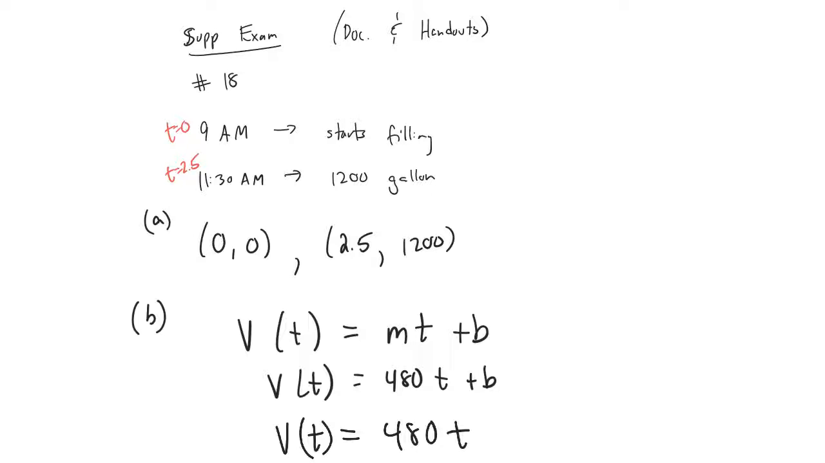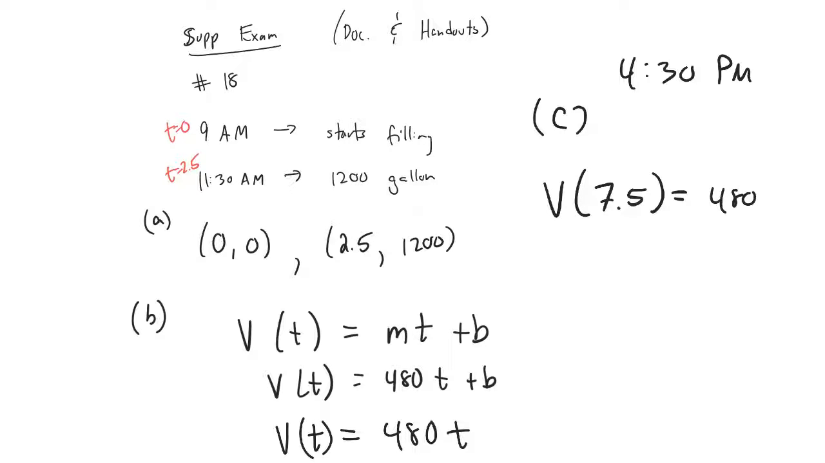7.5 hours. We need to be able to do this kind of math in our head. 9 a.m. to noon is 3 hours. Noon to 4:30 is 4.5. 3 hours and 4.5 hours is 7.5 hours. So part C says find out how much is in the tank at 4:30 p.m. So we're evaluating the volume function after 7.5 hours have occurred. And that'll give me some quantity.